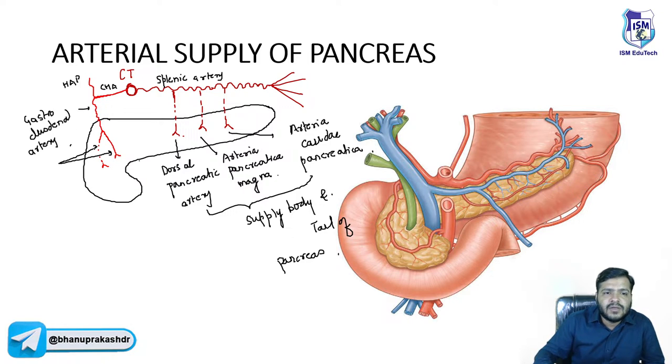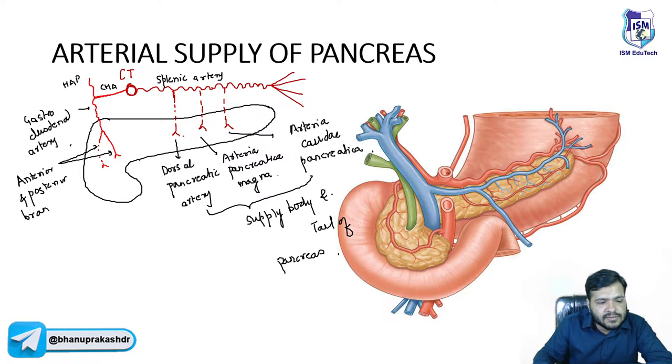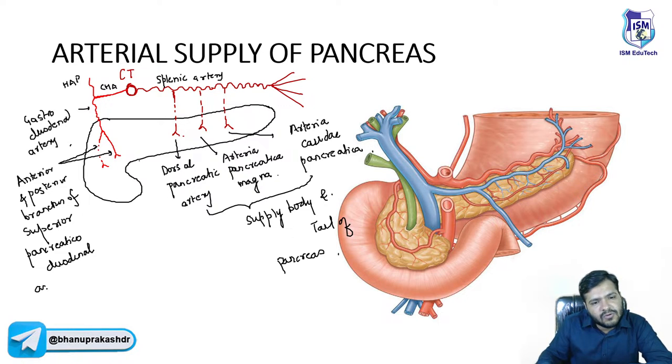Now these two branches, beta, are the anterior and posterior branches of the superior pancreaticoduodenal artery. Superior pancreaticoduodenal artery. And the superior pancreaticoduodenal artery is a branch of the gastroduodenal artery, so it will have anterior branches and posterior branches. Now this is something which is coming from the foregut, the celiac trunk. The one which is coming from the midgut, you already know, yes.